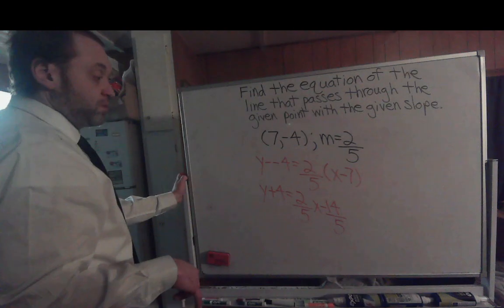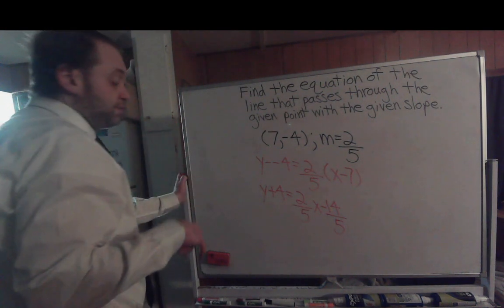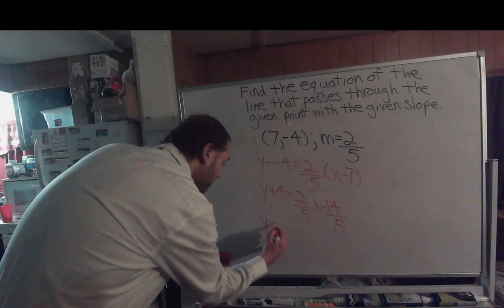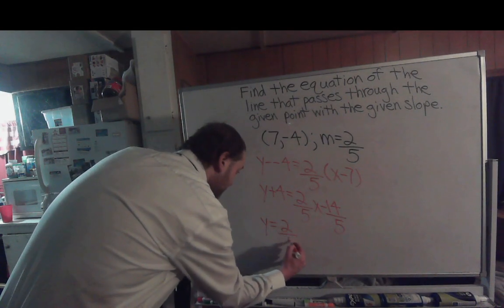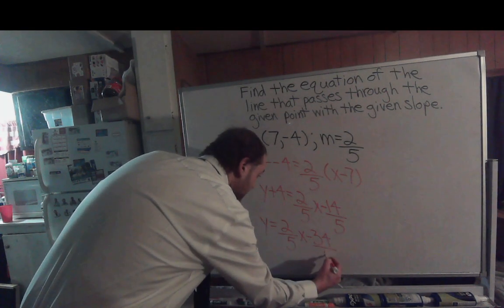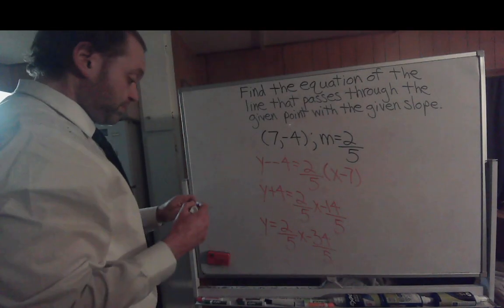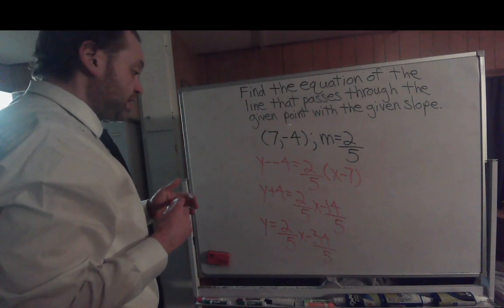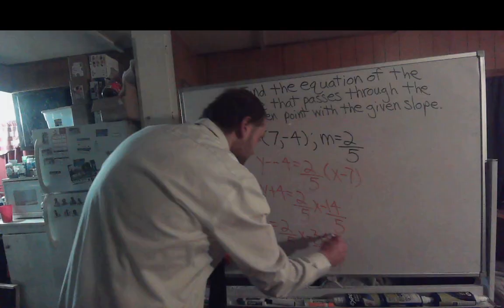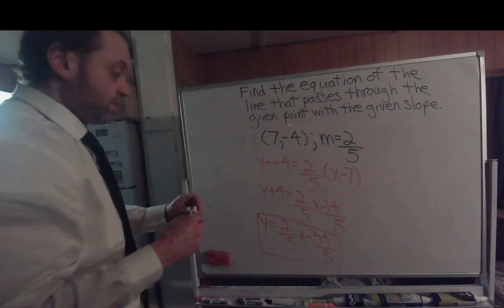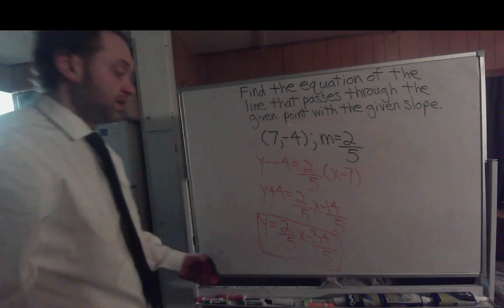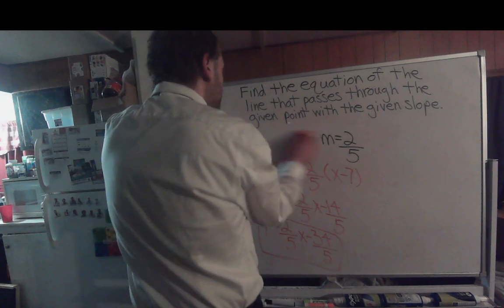Now just subtract 4 from both sides. 4 is the same as 20/5, so y would equal 2/5 x minus 34/5. That one was a doozy, wasn't it? So the equation of the line we're looking for is y equals 2/5 x minus 34/5. All right, let's shift gears a little bit.